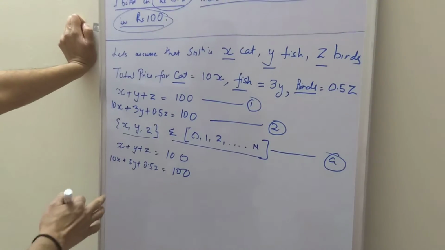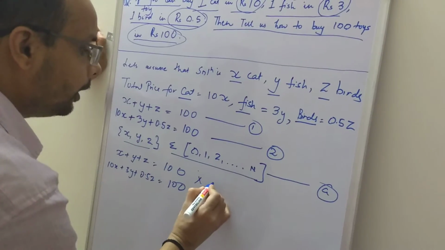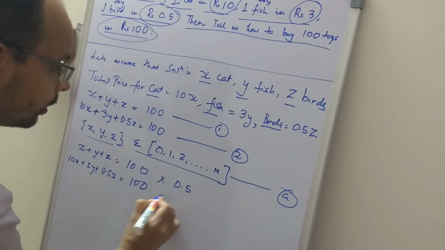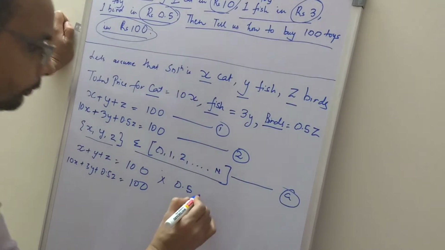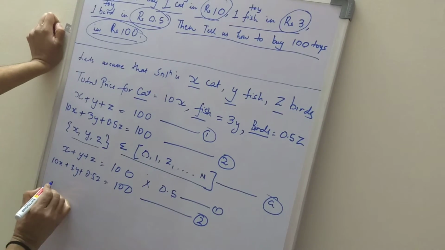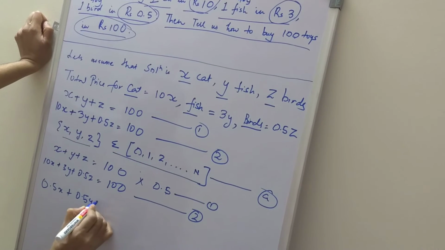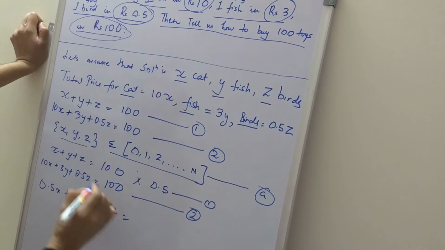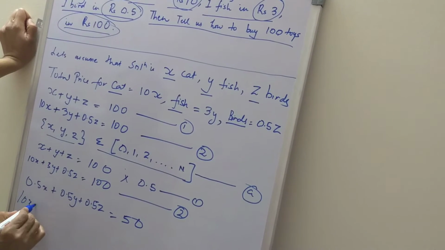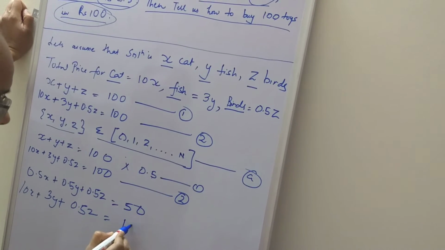Now let's eliminate z. How do we eliminate z? Multiply the top equation by 0.5, let's assume. Now the top one becomes 0.5x plus 0.5y plus 0.5z, and when you multiply 100 with 0.5, it will be 50, and below it is 10x plus 3y plus 0.5z is equal to 100.